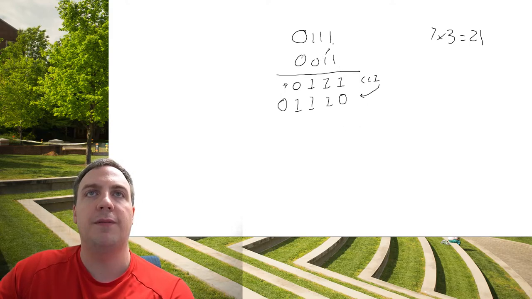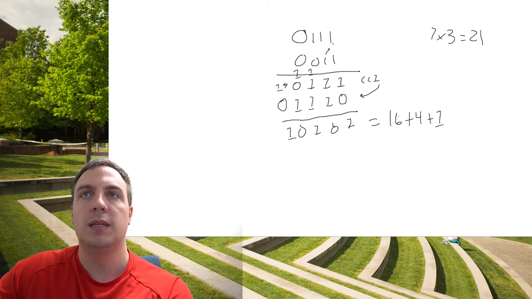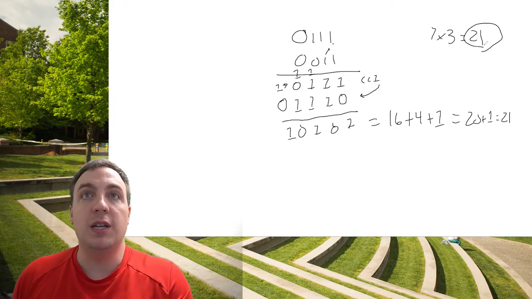And now notice the left two are zeros, so we're done there. So 1 plus 0 is 1, 1 plus 1 is 0, carry the 1, 1 plus 1 plus 1 is 1, carry the 1, 1 plus 1 is 0, carry the 1, and then we have a 1 drop down. So that is the value 16 plus 4 plus 1. 16 plus 4 is 20, plus 1 gives us 21, and that's what we thought it was going to be. So in multiplication, nothing's changed.